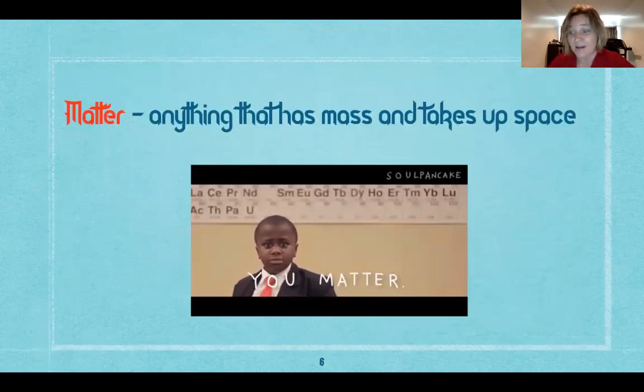Okay, so matter has two requirements. Mass and take up space is another word for, well, three words. Oh, is that behind my picture? Volume. Mass and volume. 1, 2. That's what matter is. Matter has mass, matter has volume.